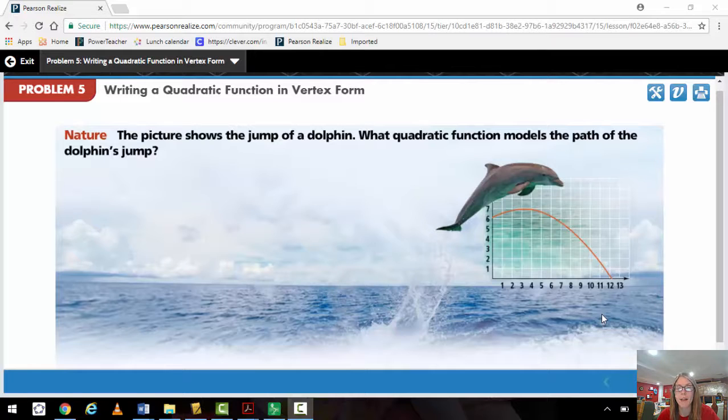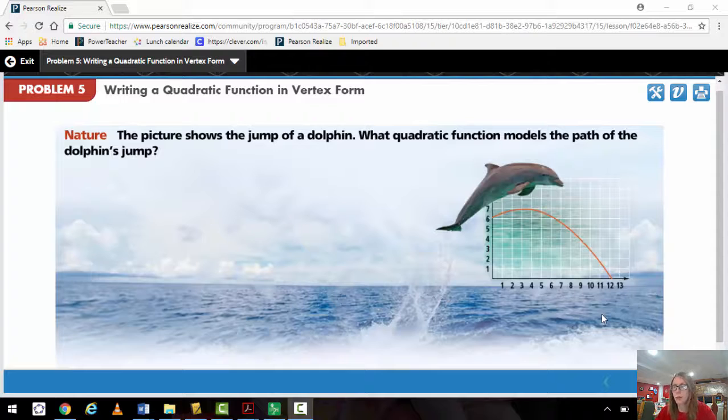We have a situation where, in this case, we have the jump of a dolphin, and we see the graph that goes along with our data. We want to write a quadratic function that models the path of this dolphin's jump. So let's look at what we have here.